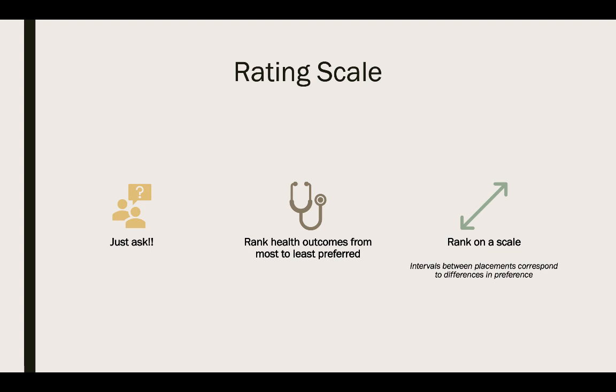The first is our rating scale. This should be pretty familiar to us. We ask pain scales all the time: on a scale of 0 to 10, how much are you hurting right now? So we're just asking, and instead of a pain scale, we're using some health outcome scale and asking our participants or patients to rank their health outcomes from most preferred to least preferred, and then we can assign some value to the intervals between their rankings.